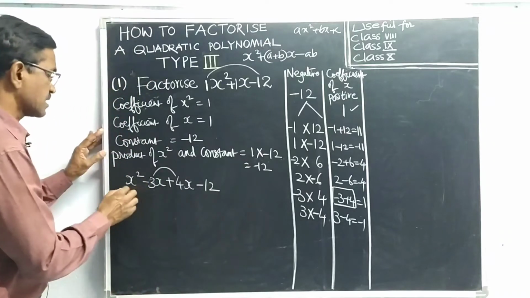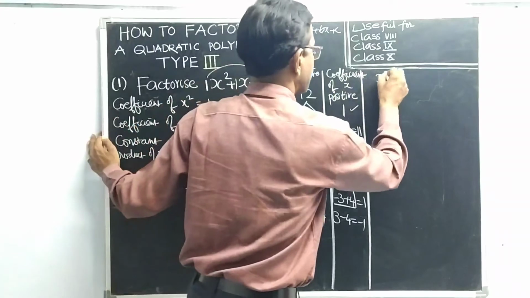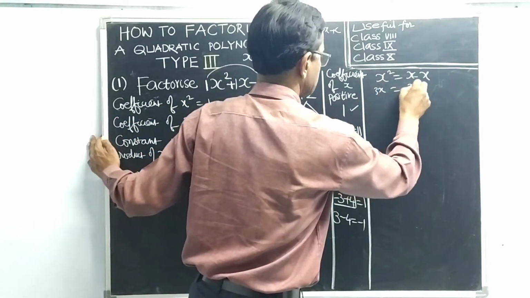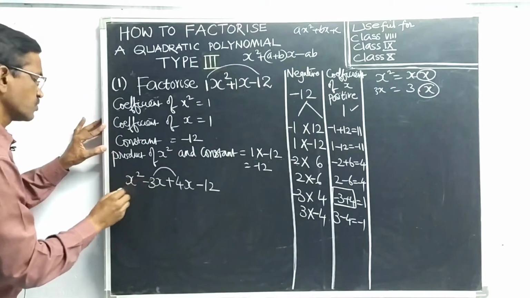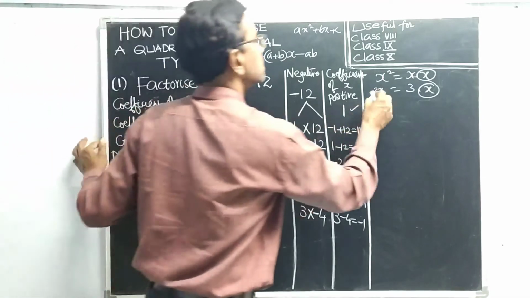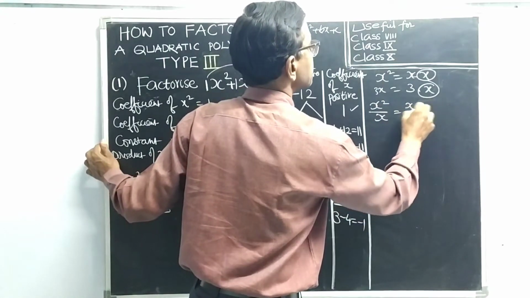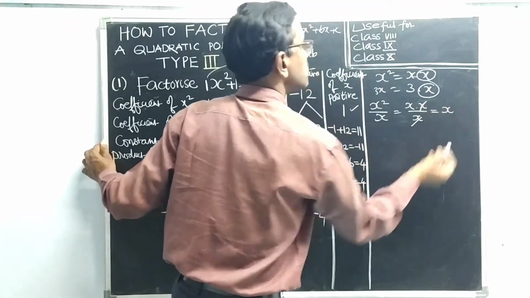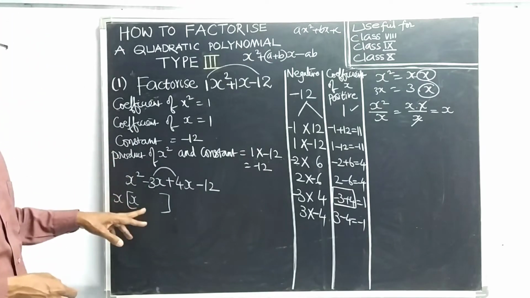Now let us take common factor x in these two terms, because x square can be written as x into x and 3x can be written as 3 into x. So x is the common factor in these two terms. Now divide x square by x. X square can be written as x into x, divided by x. X cancels, we get x as the quotient. So write here the quotient: x square by x is equal to x.